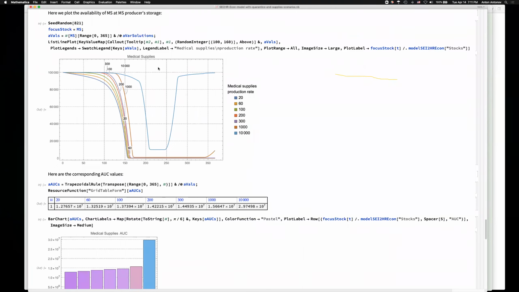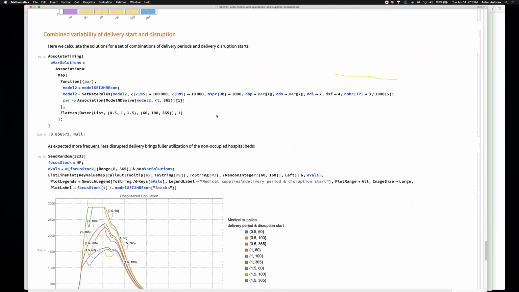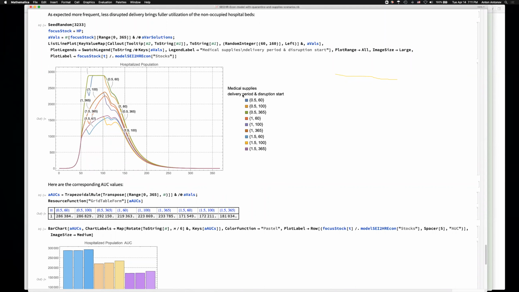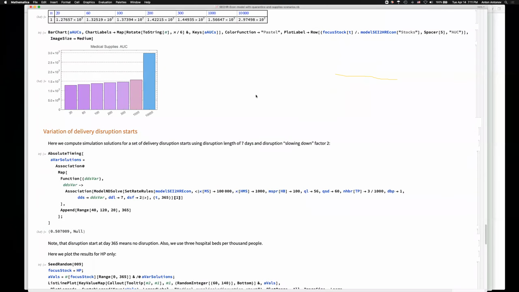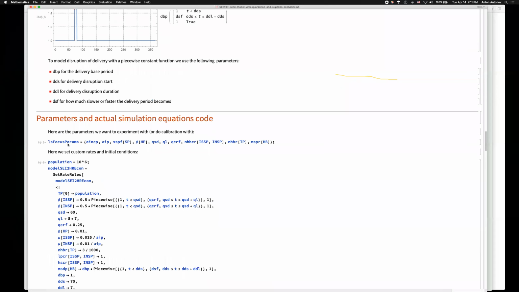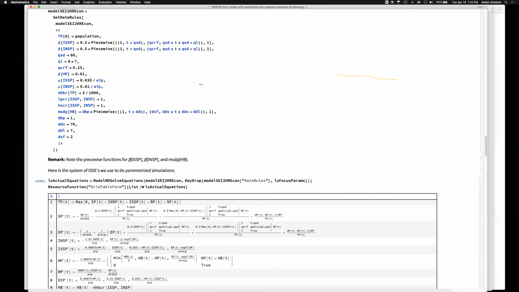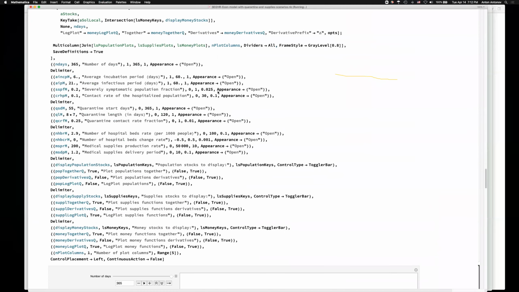But then I'm going to see what other effects these medical supplies have. The medical supplies are delivered with a certain period, like once a day or twice a day, where 0.5 means twice a day, or they can be delivered twice in 3 days or something like that. And then I also have a certain disruption of the delivery process, which I'm going to show as a curve. Everything looks normal, and then at some point the delivery gets slowed down by half, or 80%.